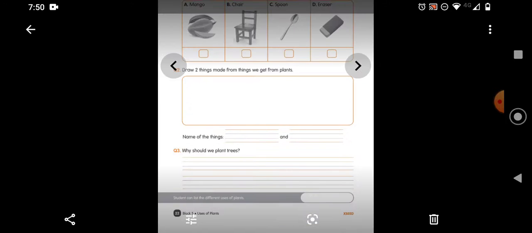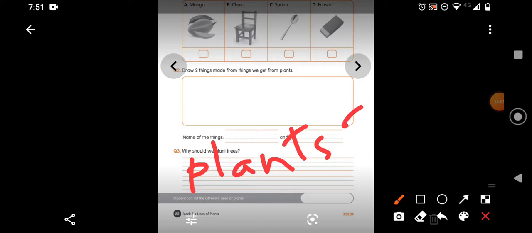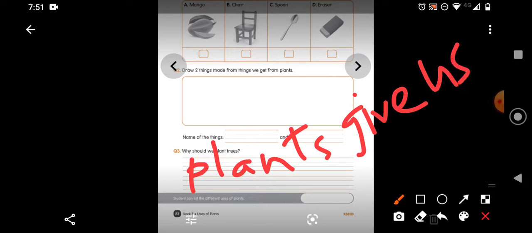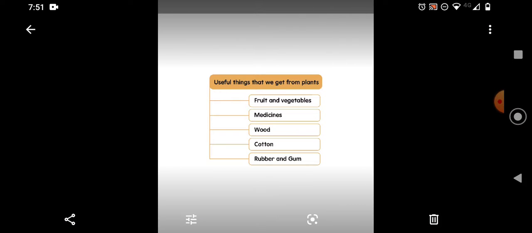Now see the next question, and also they want the name of the things. So you can write the name of the two things. Why should we plant trees? Again, same question. Plants give us, how do you write that, children? Plants give us. So by now you know how to write this. I will show you on a tabular column so that it will be easy for you to answer this. You see this, children. You remember this. Plants give us fruits and vegetables, medicines, wood, cotton, rubber and gum. That is why plants are important. So this only, first you learn this, then it will be very easy for you to write all the answers.